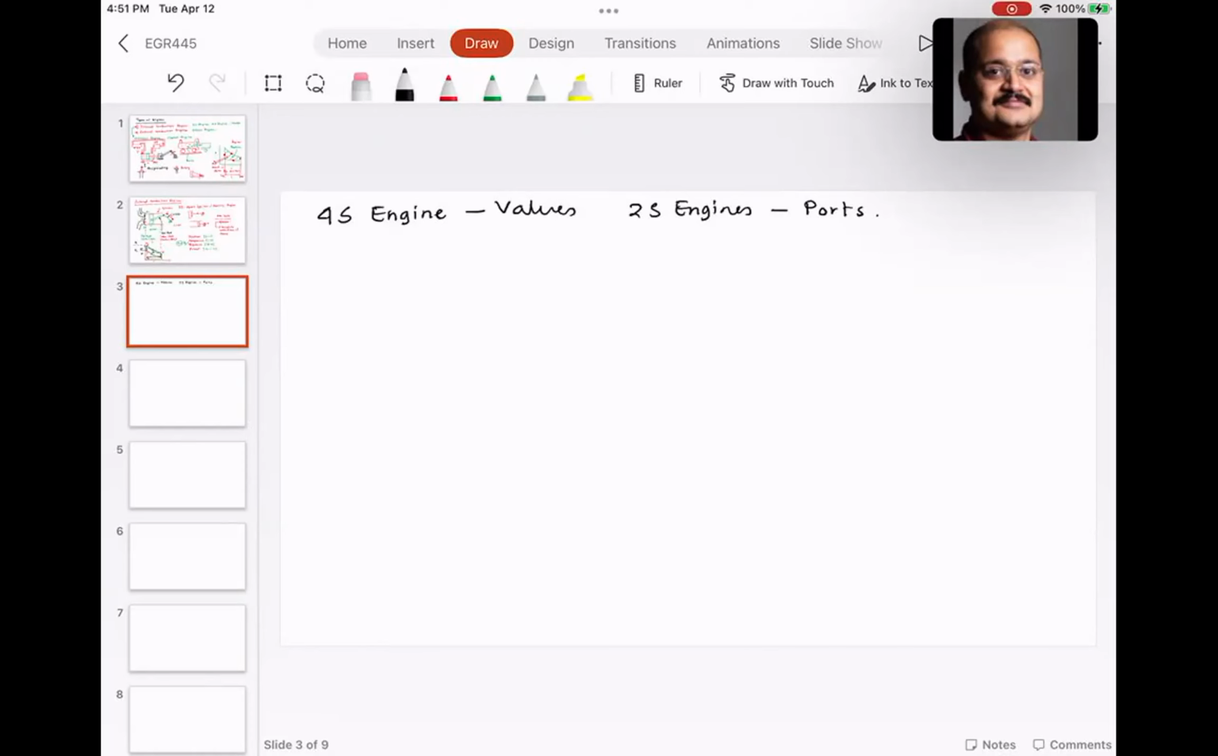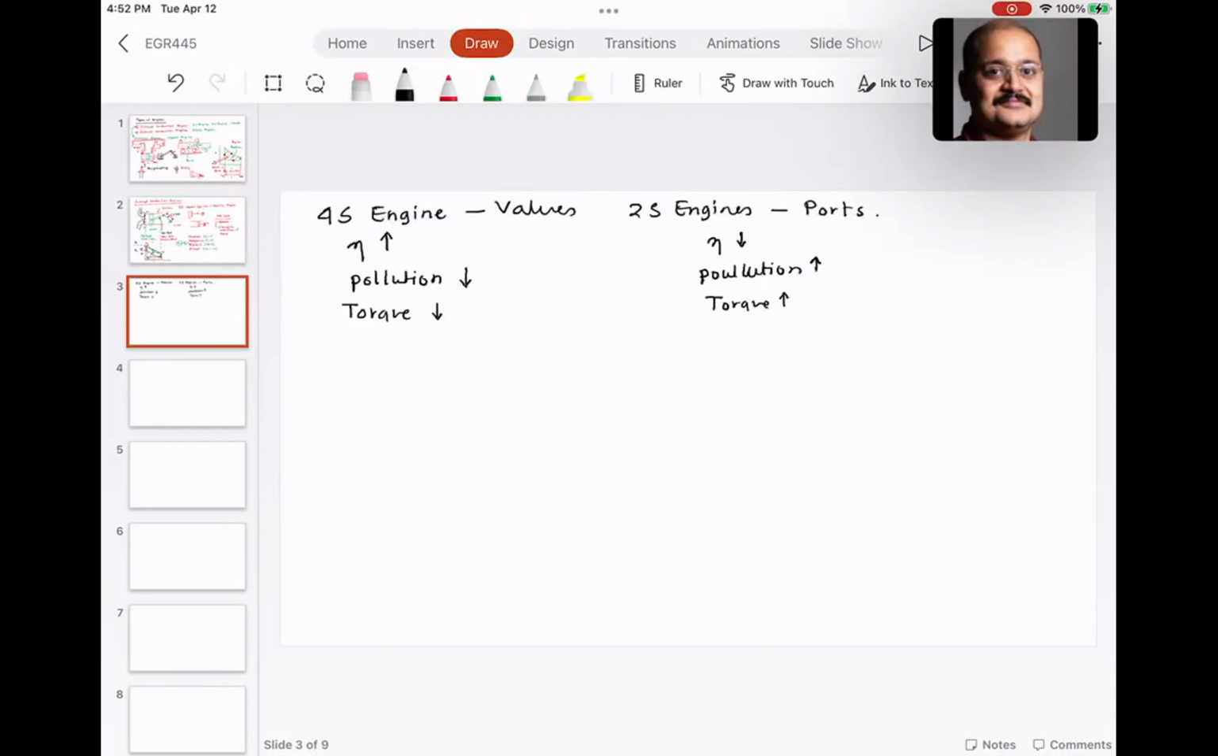Unfortunately, efficiency of four-stroke engine is greater than efficiency of two-stroke engine. Pollution of four-stroke engine is lower compared to the pollution of two-stroke engine. Four-stroke engine torque is lower compared to same size two-stroke engine.